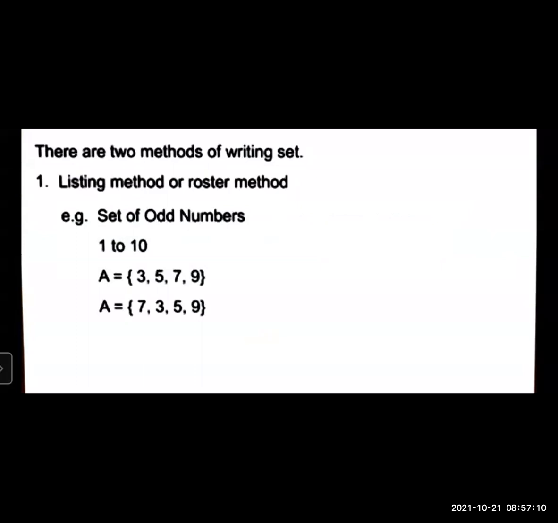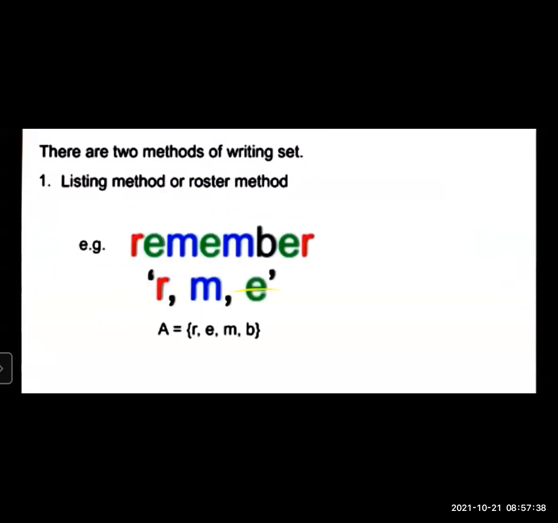You can see this listing or roster method: the set of odd numbers between 1 and 10 is 3, 5, 7, 9, or you can reorder them also. The order of elements is not important, but it is necessary to write all the elements of the set. If an element is repeated twice, you don't have to write it twice. You have to write it once only.